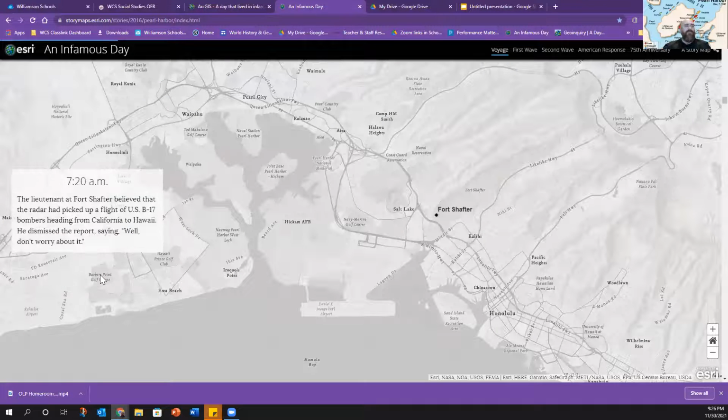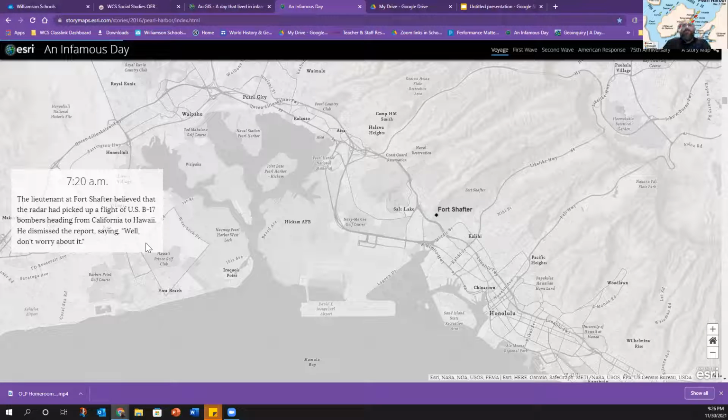And so this lieutenant at the fort thinks, oh, that must be the bunch of bombers that's heading out to Hawaii from California. So they kind of dismissed this report. But if they were heading from California to Hawaii, they would have been in a different spot. So this is a miscalculation.